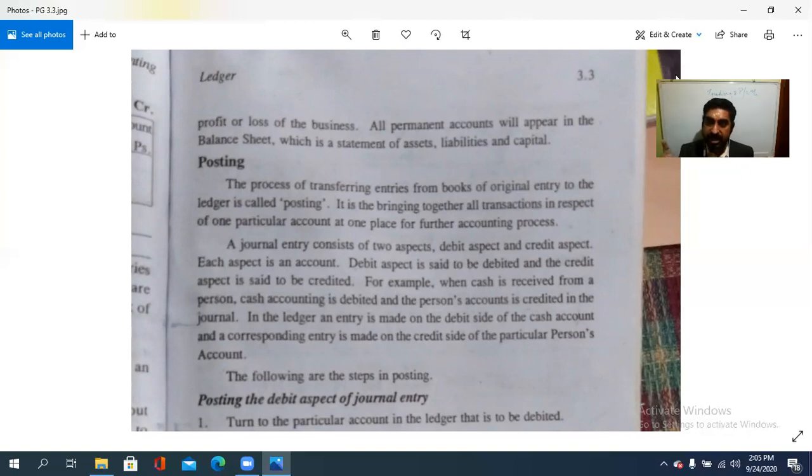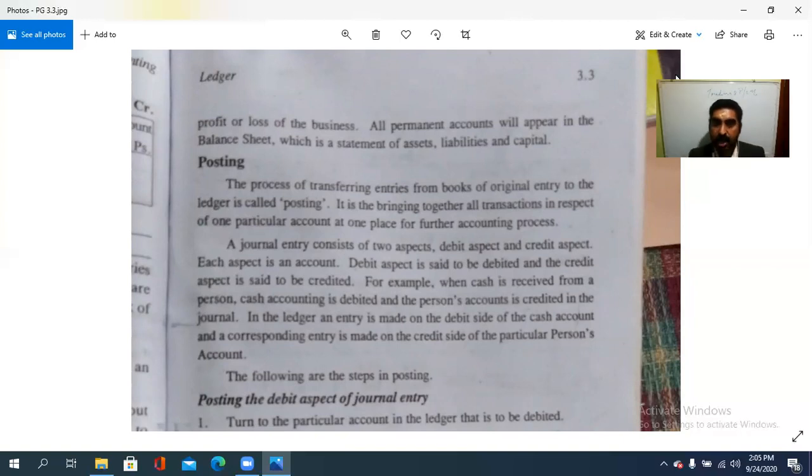If the credit side is exceeding the debit side, then there should be a balance in the debit side, like that. So that is why posting is to be done. So it is bringing together all the transactions in respect of one particular account at one place for further accounting process. A journal entry consists of 2 aspects, debit aspect and credit aspect.